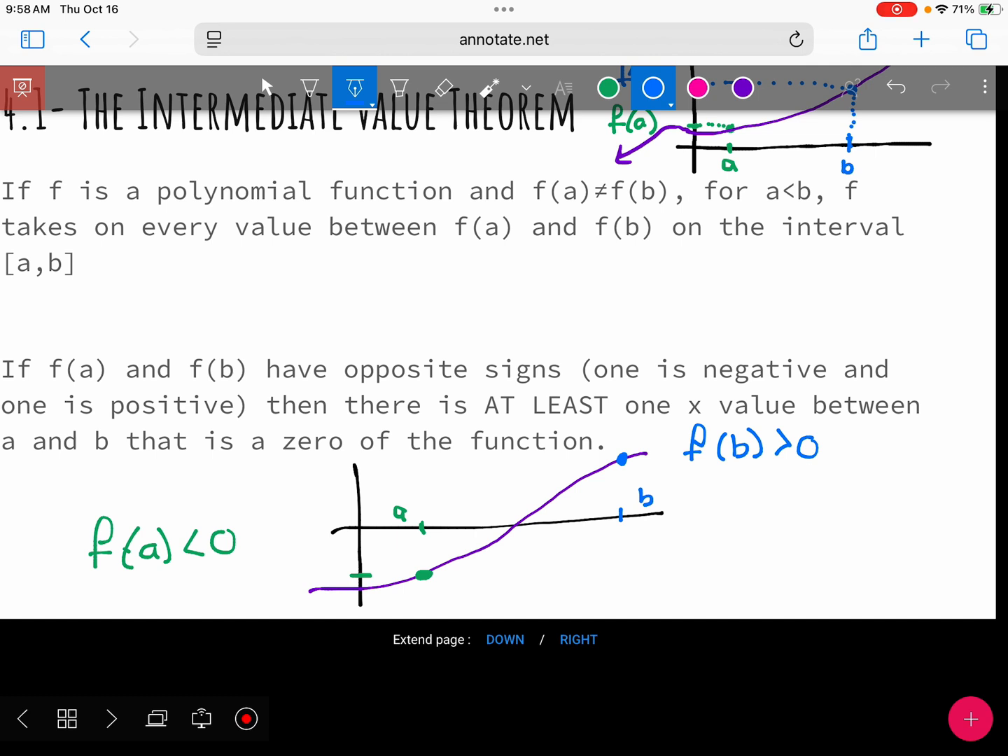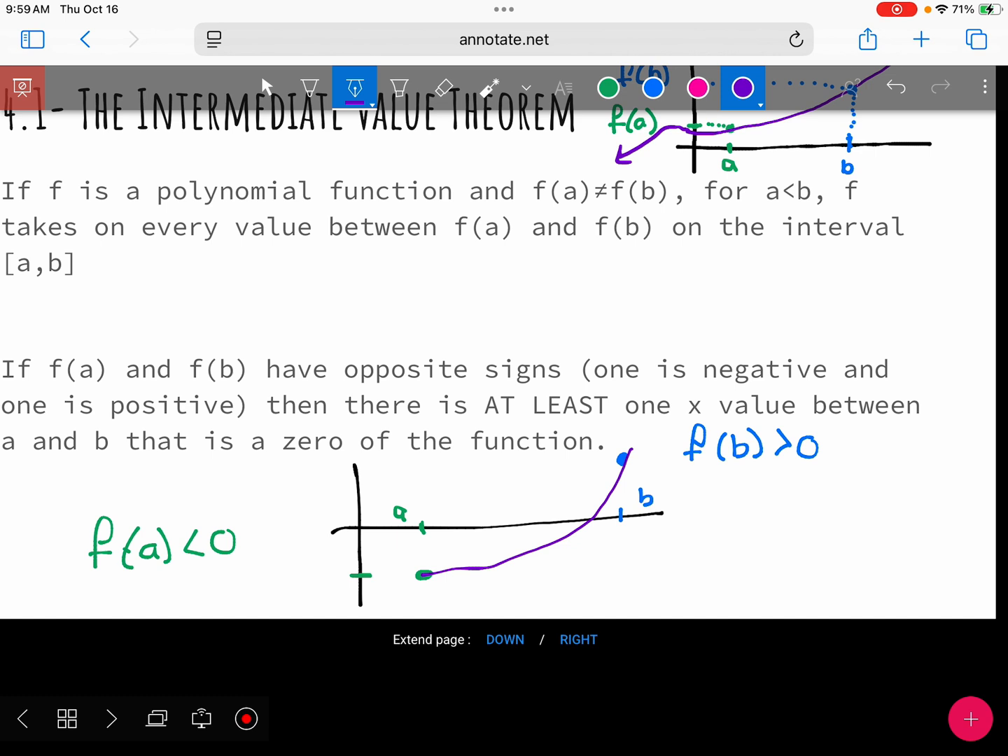I don't necessarily know where it is. Like it could be that this is going like this. Maybe it's going over here like that. But if I know these 2 points, I know that somewhere in between there has to be at least one root. Maybe there's more. Maybe there's not. But somewhere in between there, I have to have a root or I have to have a 0. So this is how we're going to use it.